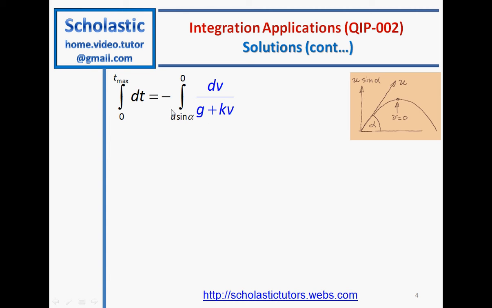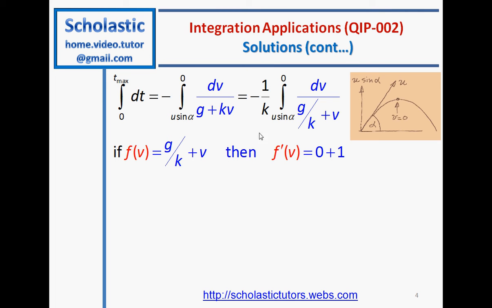Therefore the limits of the integration are from u sine alpha to 0. That means the vertical velocity at the beginning is u sine alpha, at this point becomes 0, and the time goes from 0 to the maximum time Tmax. After further simplification, you get this equation: minus 1 over k, integral from u sine alpha to 0 of g over k plus v dv. These are two constants, but v is a variable.